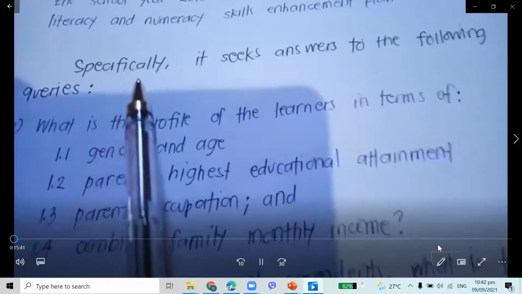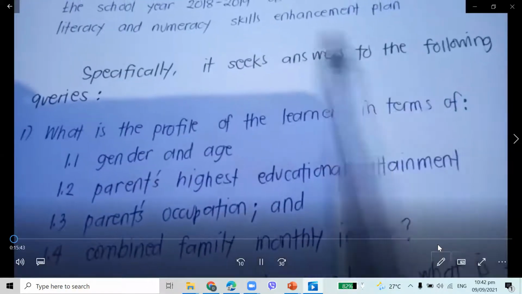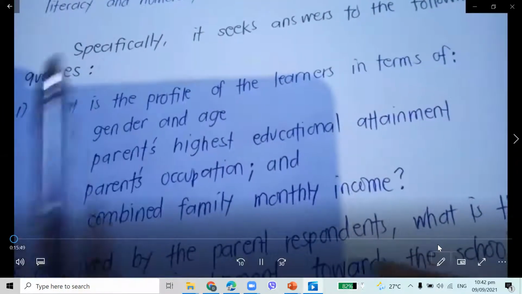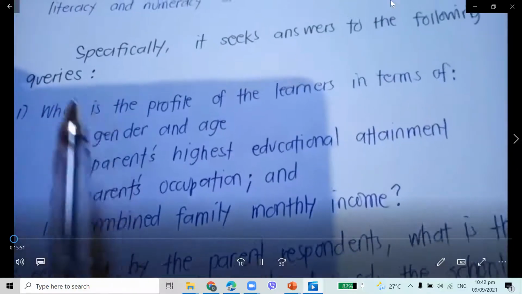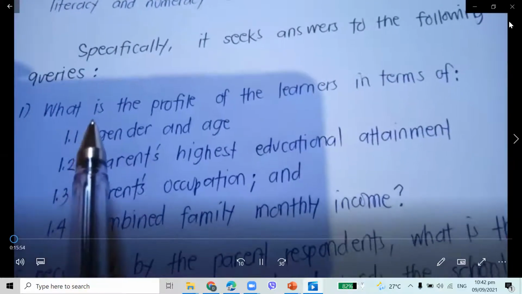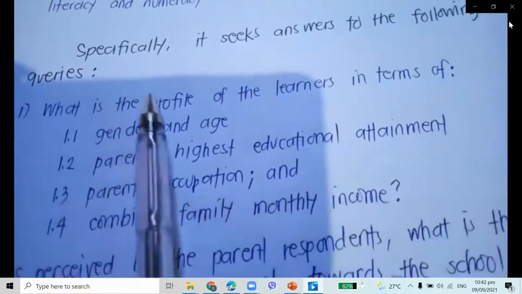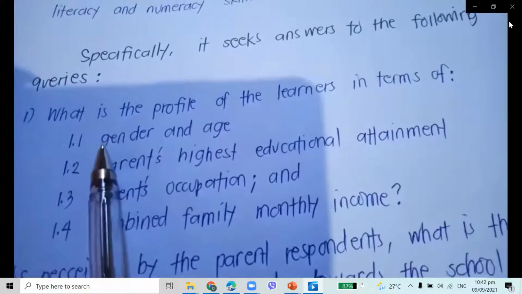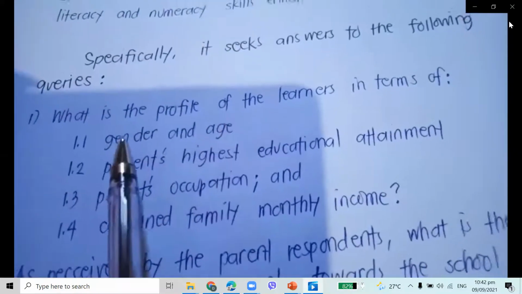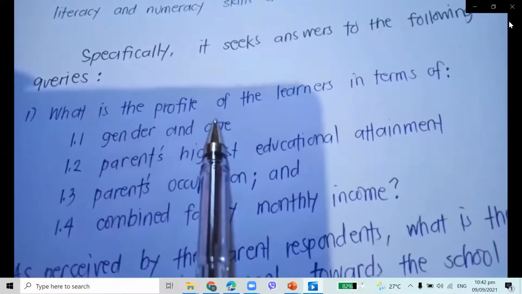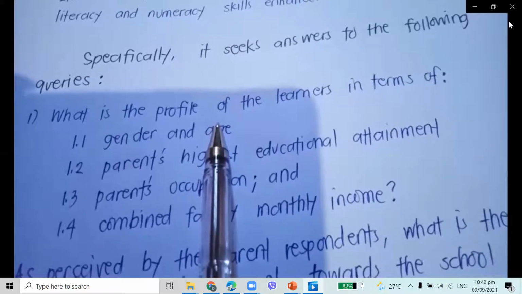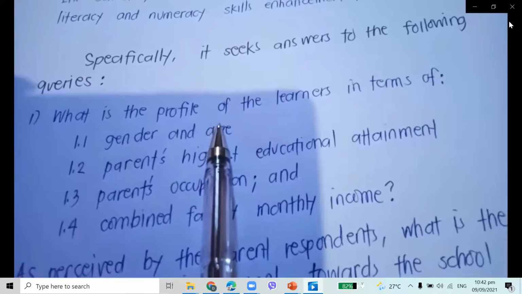So in this case, we should say specifically it seeks answers to the following queries. Like I said earlier, our first question should be about the profile of the respondents. For that matter, we will start by asking: what is the profile of the learners in terms of, first, gender and age? Do gender and age have direct bearing to the numeracy and literacy skills of our learners?